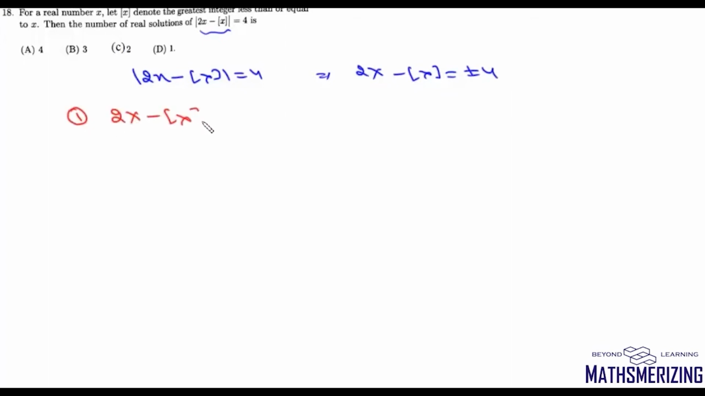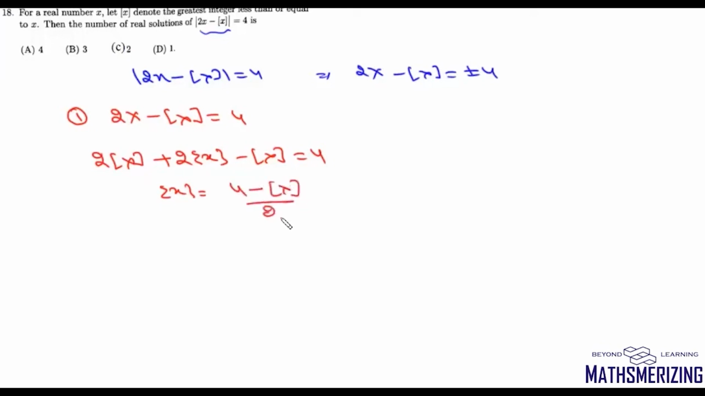Now question number 18 is, we need to find the number of real solutions of this equation, which is mod of 2x minus greatest integer function of x, equal to 4. So we can write this as 2x minus greatest integer function of x equal to plus or minus 4. Now we'll take the first case, when it is plus 4. We can write x as greatest integer function of x plus fractional part of x. So it will be 2 times fractional part of x minus greatest integer function of x equal to 4. So from here we'll get fractional part of x as 4 minus greatest integer function of x divided by 2.